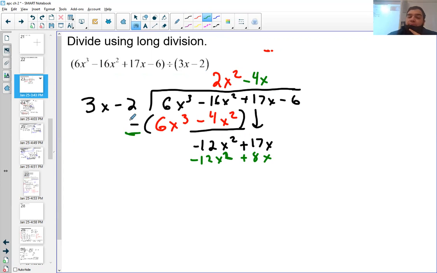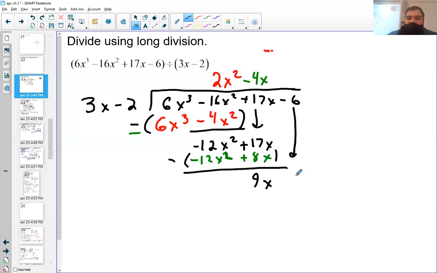Minus. You always subtract now. You're purposely doing it to cancel these things out. So you're subtracting vertically. 9x minus 6. So this cancels out perfectly. Remember, it's supposed to cancel out perfectly. You're picking the number to make it cancel out perfectly. If you have what we call a remainder, we'll talk about that. But 17 minus 8. 9x minus 6.